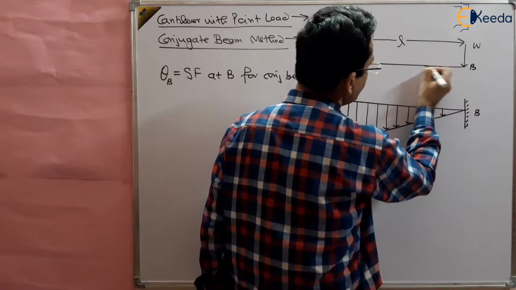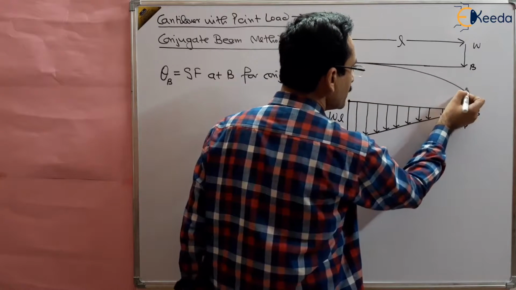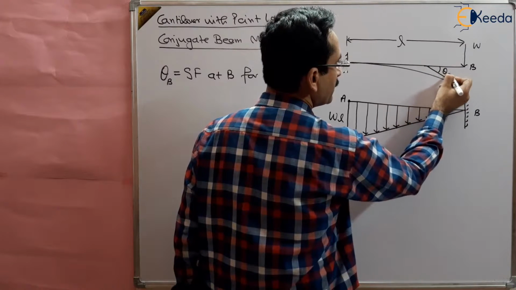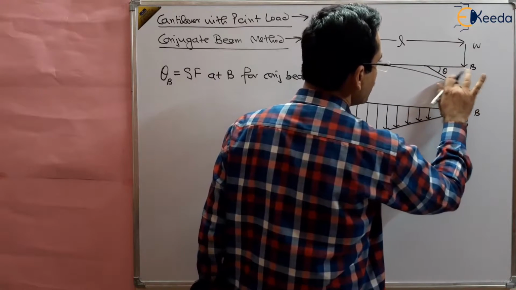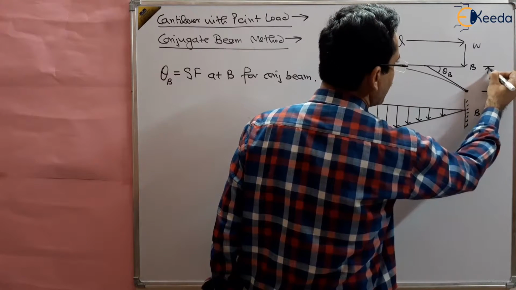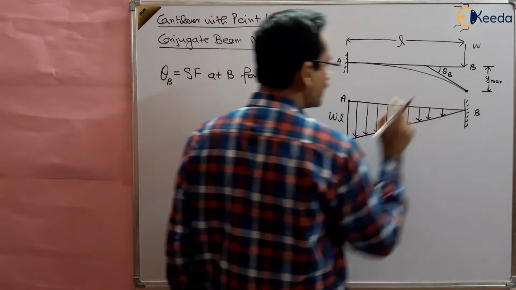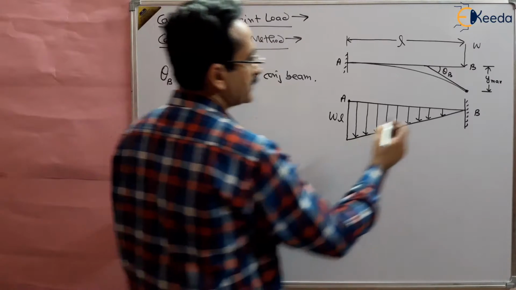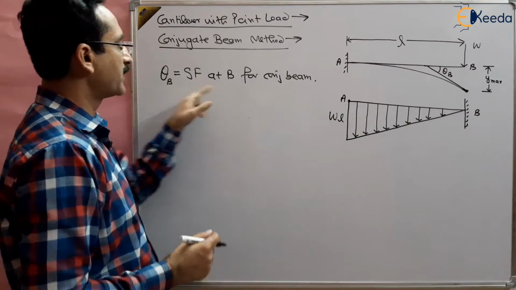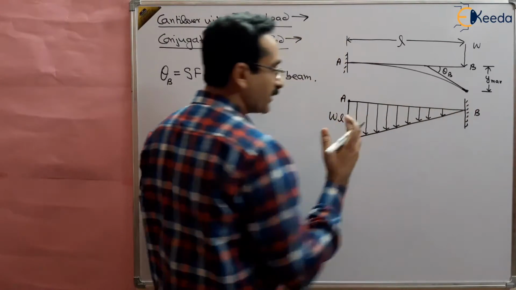You can see here, this is the curvature, right? So this slope is maximum at point B. This is the slope, theta B or theta max, right? And also the deflection is maximum at this point. This is YB or Y max, right? So that's why I'm taking here the slope theta B. I'm talking about theta B only. So theta B is the shear force at point B for a conjugate beam. So what are the forces acting, and what is the shear force?